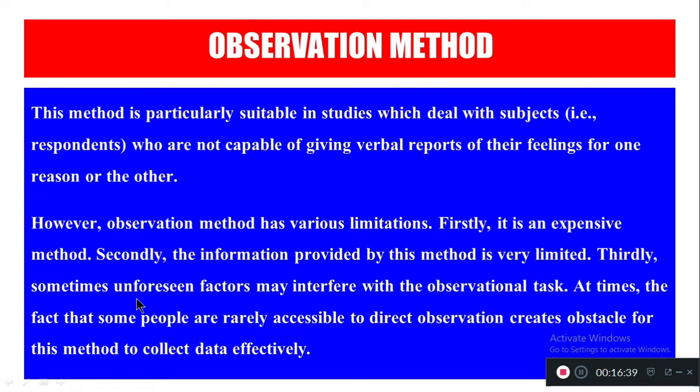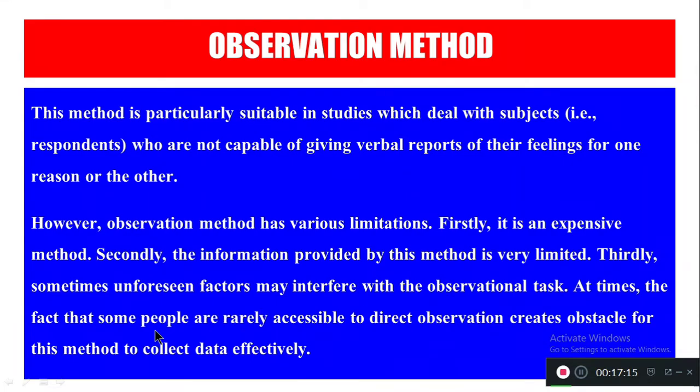Thirdly, sometimes unforeseen factors may interfere with the observational task. When I want to observe your behavior and I get a phone call, that may distract my observation. So that is the unforeseen factor. When I need to observe your purchasing of products, some other person can come and stand and hide that view. Some person can come in between our observation. So that is another disadvantage.